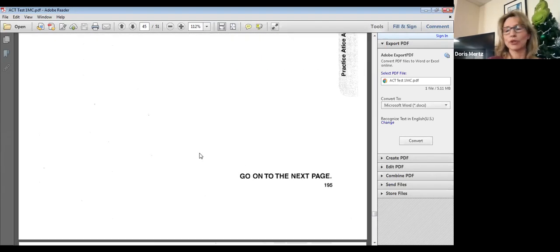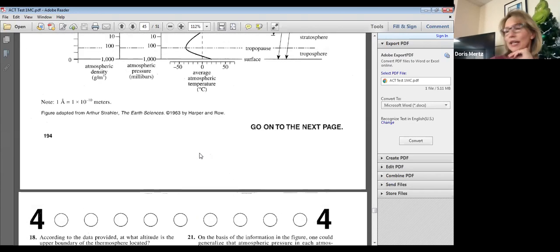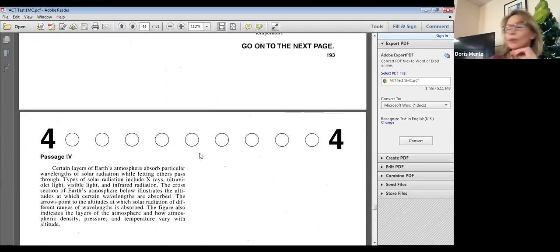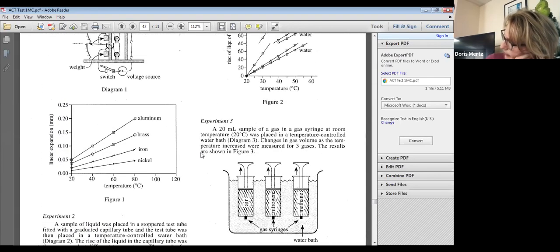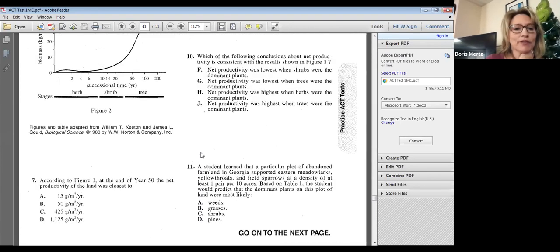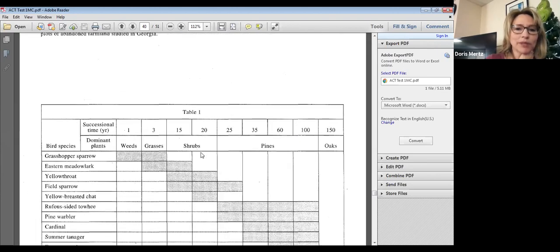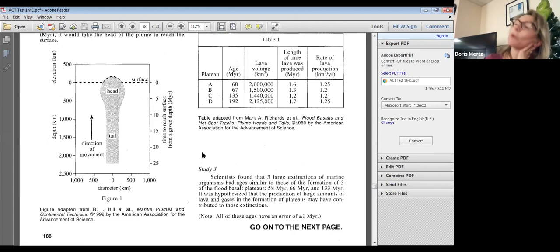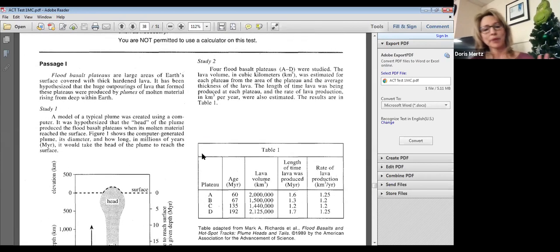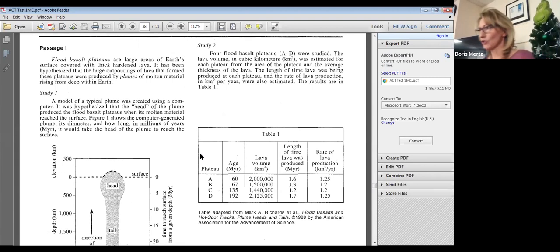Which one do you guys want to do first? We're going to set a timer and see how long it takes you. Which one do you think looks the easiest? Passage 1. Okay, if you go to passage 1, it's about flood basalt plateaus, and you start freaking out, thinking, I don't even remember what basalt means, or a plateau, and all that stuff.